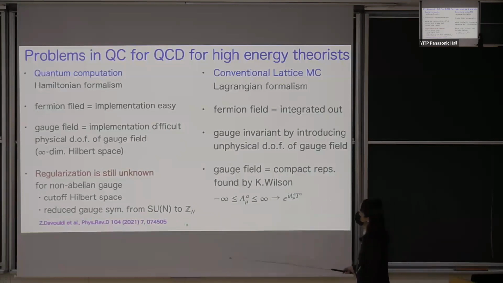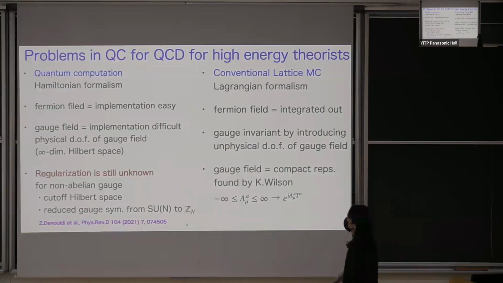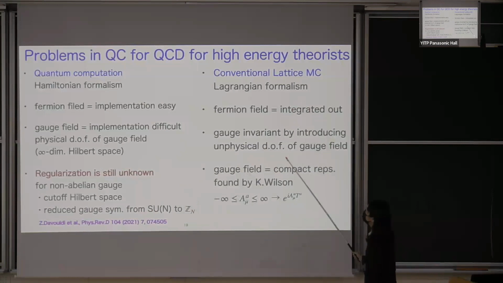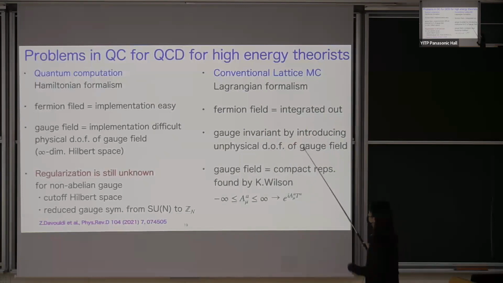I'm not sure, but to obtain some hints to find the regularization method, again, let me remind what is happening in the conventional lattice QCD method. In the conventional lattice QCD method, all fermion degrees of freedom are integrated out because, fortunately, QCD has only a bilinear term of the fermion field. So we can exactly perform the Gauss integral.